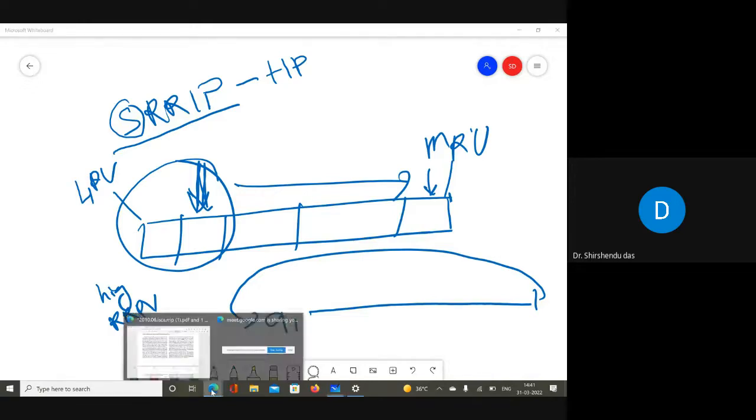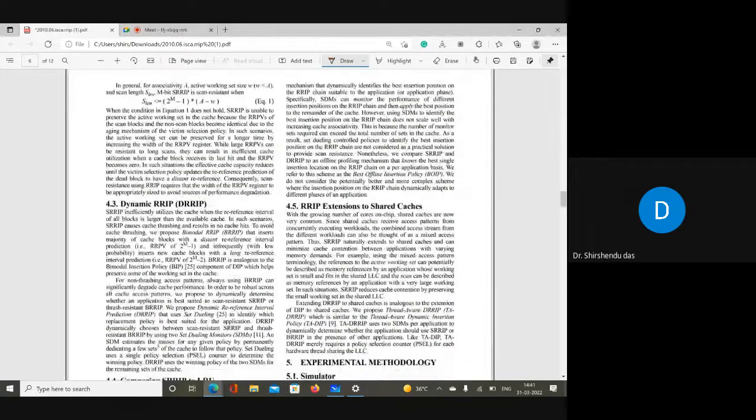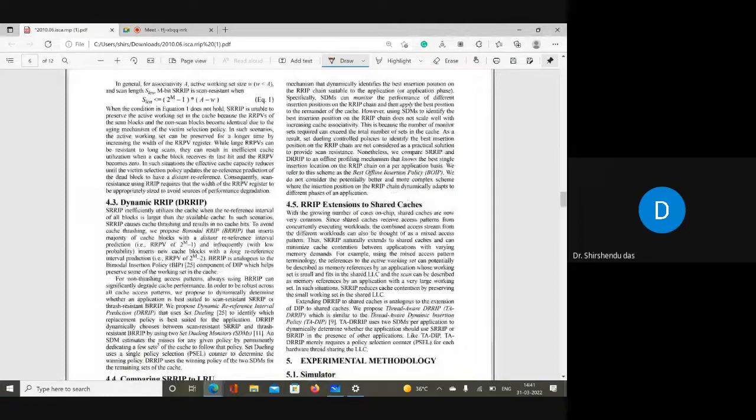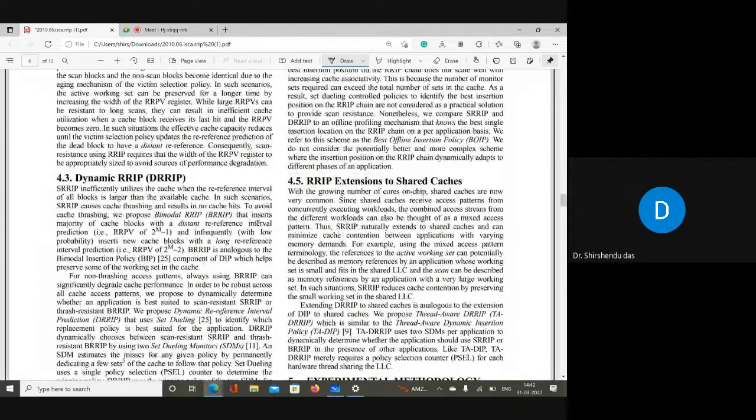If you go to this paper and start reading from 4.3, then you can see the first line: SRRIP utilizes the cache when the re-reference interval of all blocks is larger than the available cache. Re-reference interval greater than cache size means thrashing. So it means SRRIP is not for thrashing. So what to do for thrashing? They are going for bimodal RRIP. And bimodal RRIP, if you read here, says that it inserts the majority of cache blocks with the distant re-reference interval. Distant means 2 to the power m-1.